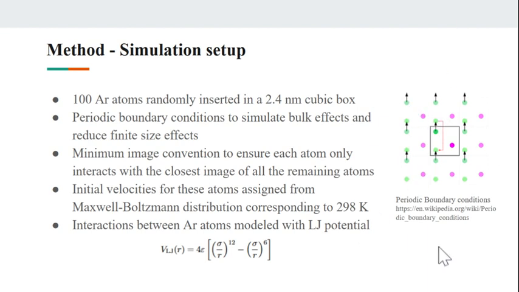Once we have initialized the positions, the initial velocities of these atoms are sampled from a Maxwell-Boltzmann distribution, and the system I'm simulating is at 298 Kelvin. So the velocities are assigned according to that, so that it's easy for the system to equilibrate to the desired temperature. The interactions between the argon atoms are modeled with a simple Lennard-Jones potential given according to this equation.